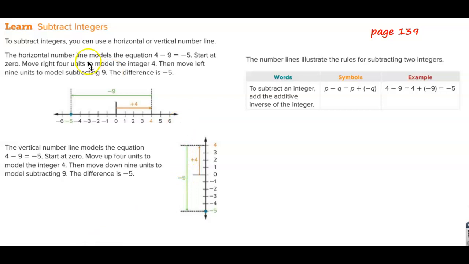Here we have number line example. They're modeling the problem 4 minus 9, which is problematic because 9 is bigger than 4, so we're going to end up with a negative answer. To show how you can use a number line, they say start at 0. To model a positive 4, you would go right 4. And then to show that you're subtracting 9, you would go left 9. However, they want you to find the additive inverse in order to do this.